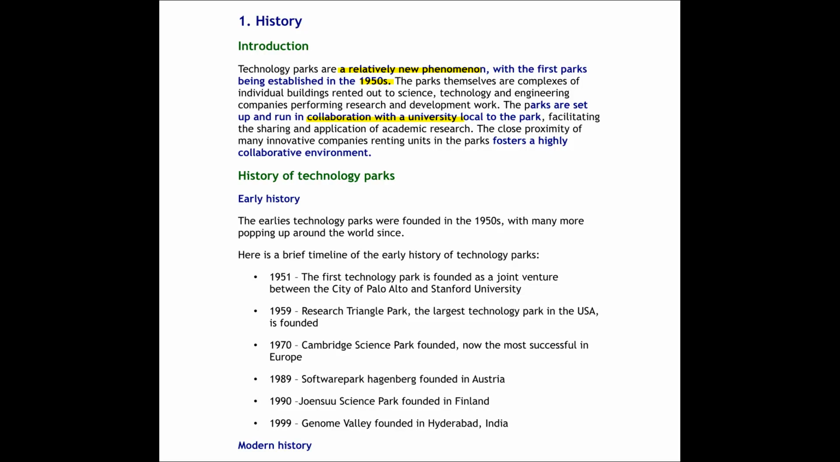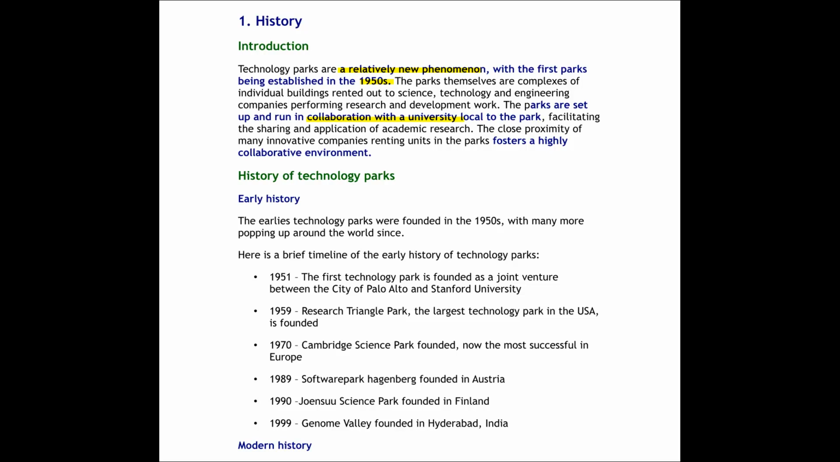Because these companies, the tenant companies, are in close proximity to one another, there's a very high chance that employees of those companies will bump into each other on the park grounds itself. And as a consequence of these interactions, they'll be able to network with each other, talk about their work, talk about any ideas they might have, and as such, it's very likely that collaborations will arise.